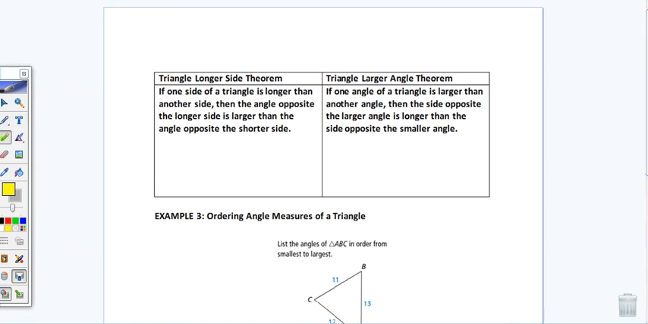There's two theorems here that we're going to talk about. One's the triangle longer side theorem. Volunteer to read that for me, please. By default, Michael, it's you. If one side of a triangle is longer than another side, then the angle opposite the longer side is larger than the angle opposite the shorter side. Okay, let's draw a triangle here. That was a lot of opposites.